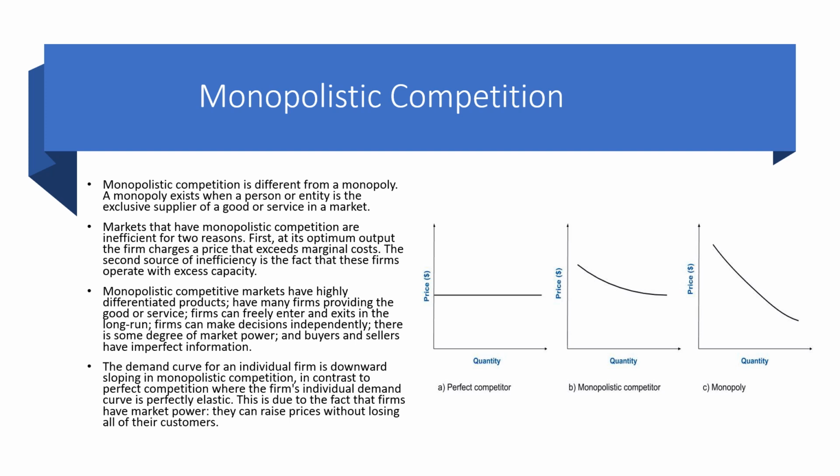Firms can also freely enter and exit the market, and that makes it seem like perfect competition, right? But firms can also take decisions independently and have some degree of market power. And then also, maybe due to branding, maybe due to a slight difference in the product, buyers and sellers also have imperfect information, and they're willing to pay something extra in a monopolistically competitive market. So the demand curve for monopolistic competition is downward sloping.